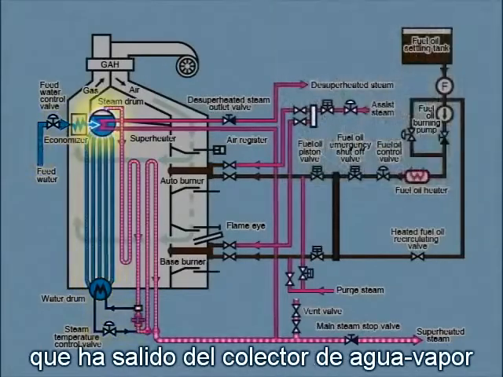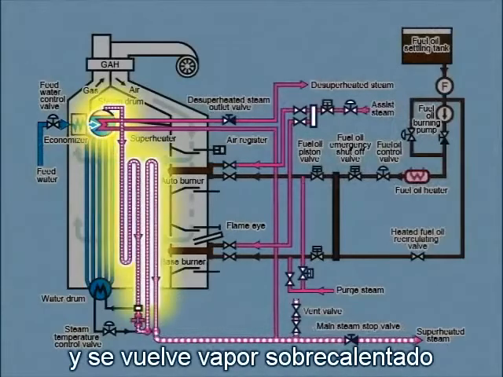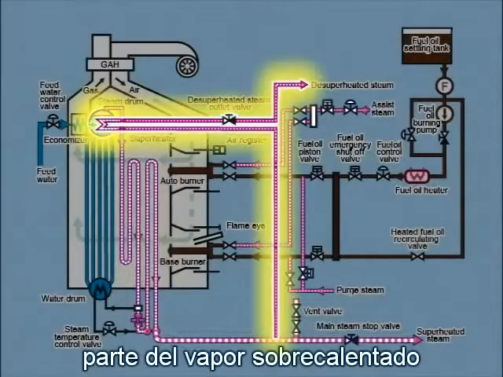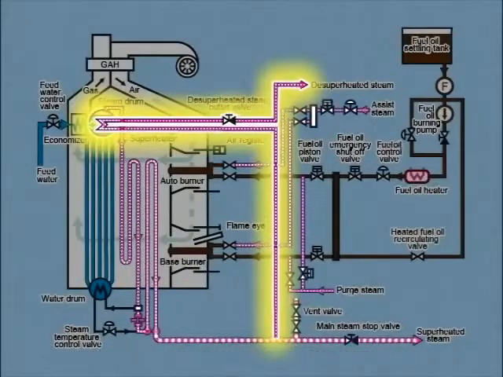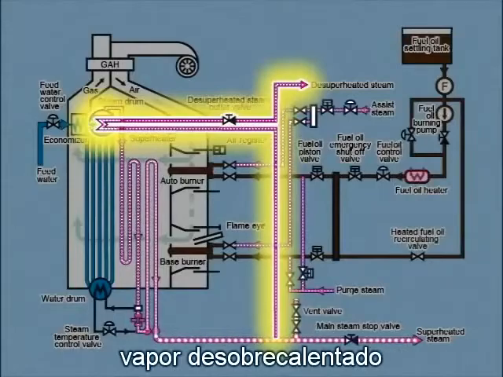Saturated steam that has exited the steam drum goes into the superheater and becomes superheated steam. Some of the superheated steam is sent to the desuperheater in the steam drum, where its temperature is lowered to become what's called desuperheated steam.